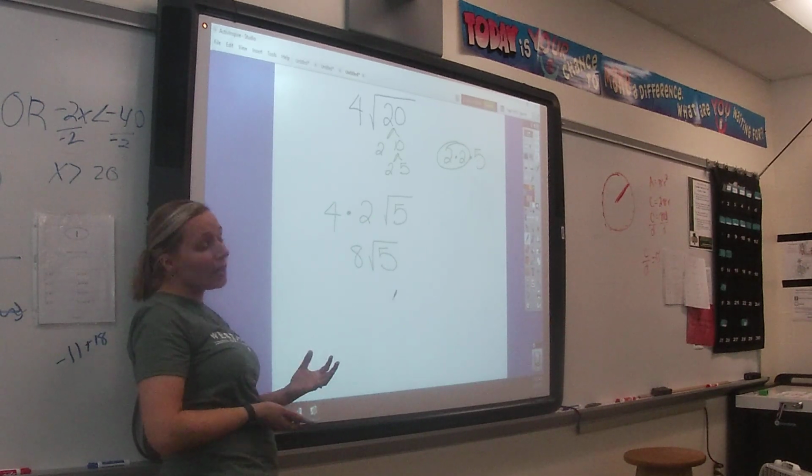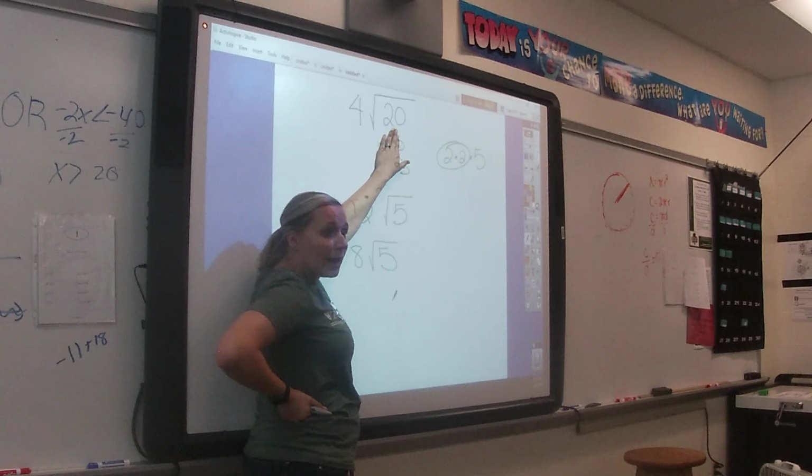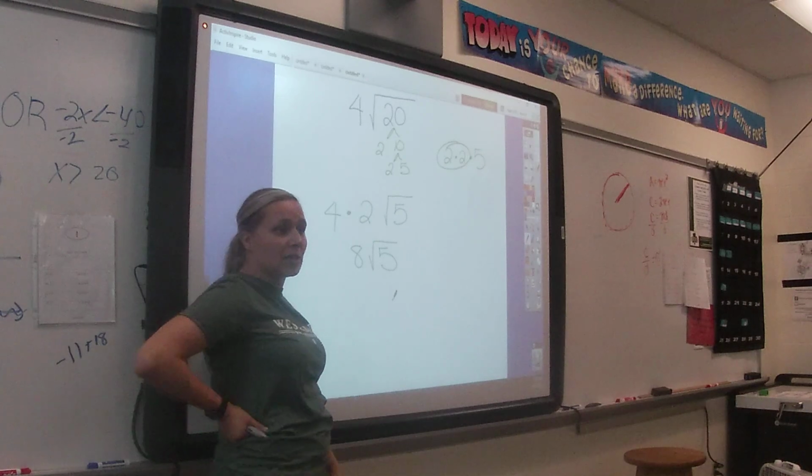Okay, and you can always check, especially when there's not a variable, because you could put in your calculator 4 square root 20 and get that decimal approximation, and then type in 8 square root 5 and make sure you get that exact same decimal approximation out.